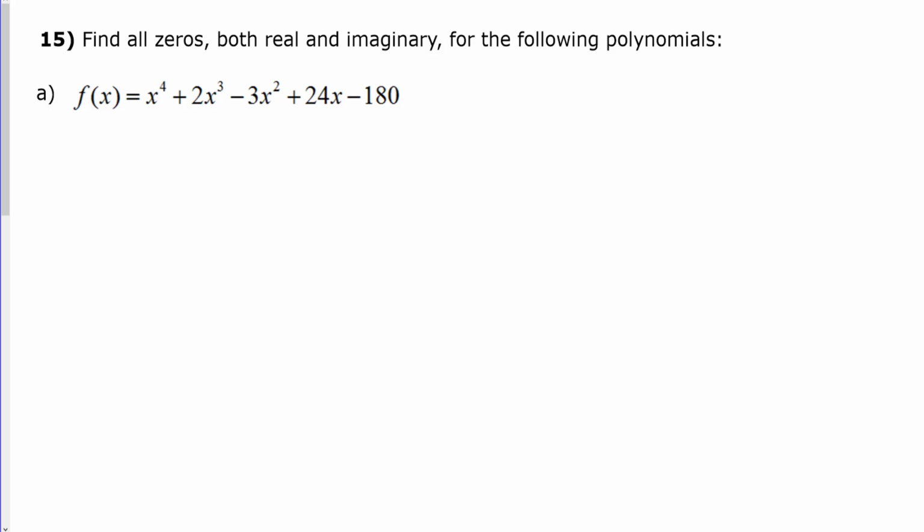Find all zeros, both real and imaginary, for the following polynomial. F of x equals x to the fourth plus 2x cubed minus 3x squared plus 24x minus 180.